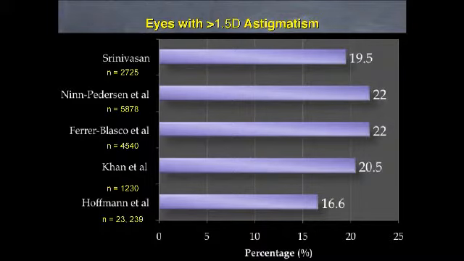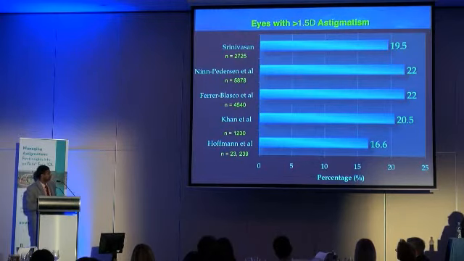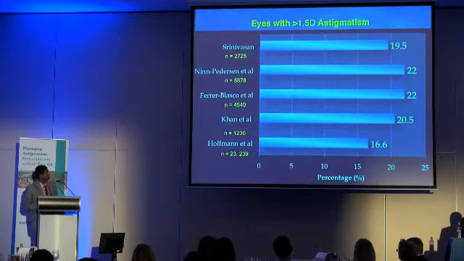This is looking at all the studies which have been published so far, apart from mine, which has just been submitted. We are looking at the percentage of patients who have had more than 1.5 diopters of corneal astigmatism, and these are all published papers out in the literature. As you can see, Hoffman's paper from Germany has the biggest number with about 24,000 eyes, and the other studies are between 5,000 and 6,000. There is pretty much consistency in these results: about 20 to 21% of patients have more than 1.5 diopters of pre-existing corneal astigmatism.